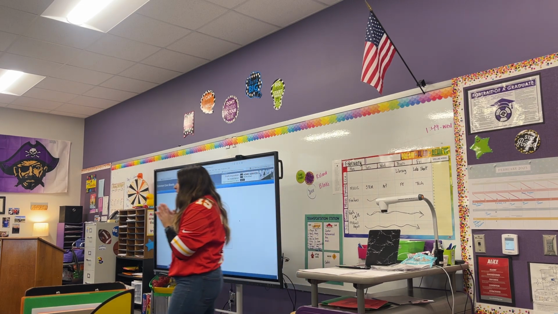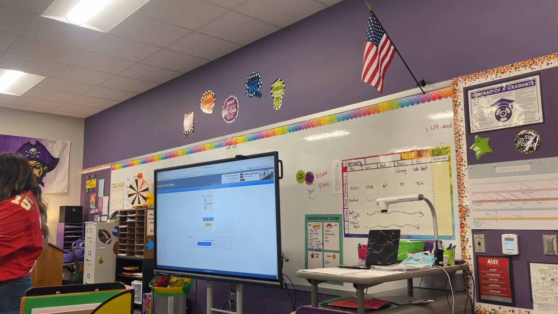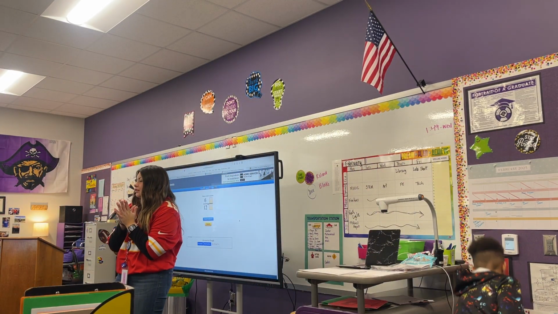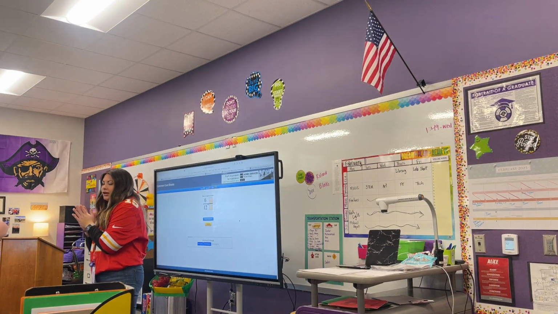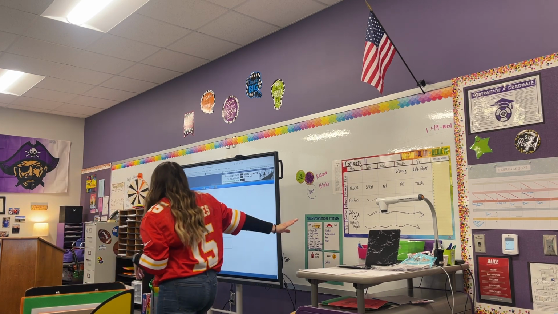All right, we are going to do some work with equivalent fractions. Who can tell me what the word equivalent means? Equal. So we're making fractions that are equal to each other. Okay? So we're going to do these.